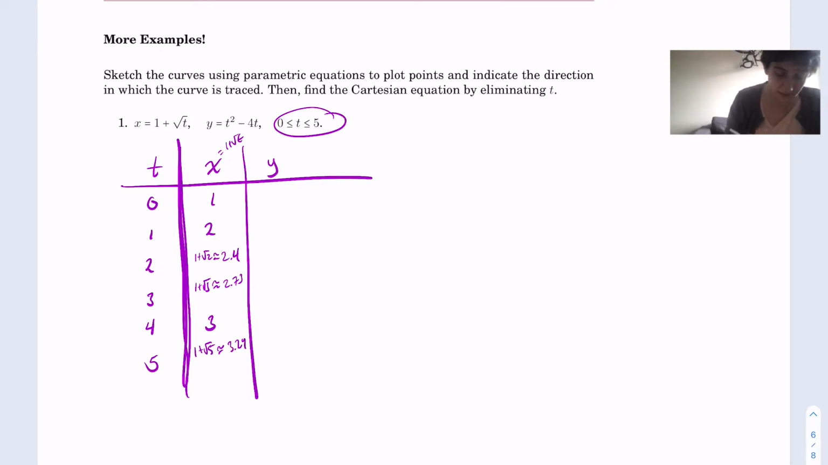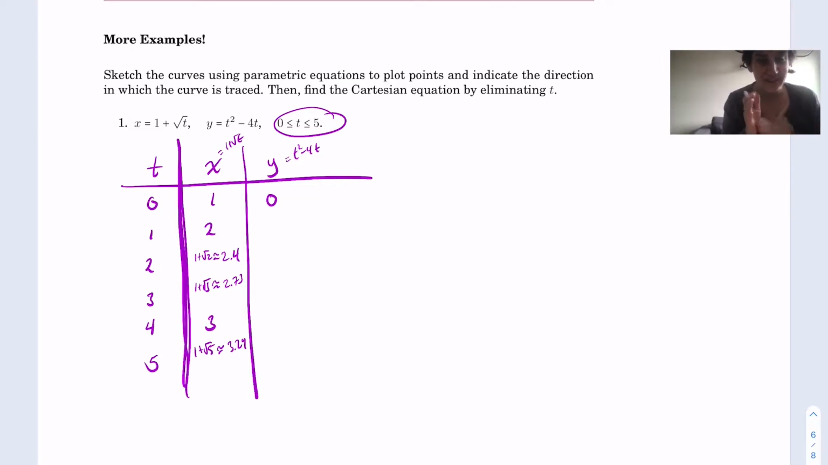Y, going to fill that in. This is t squared minus 4t. So I've got 0 minus 0. I have 0. Then 1 minus 4. I can do that. See, it gets a little confusing, right?